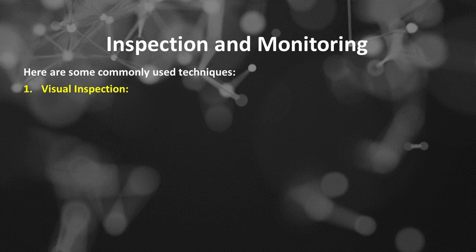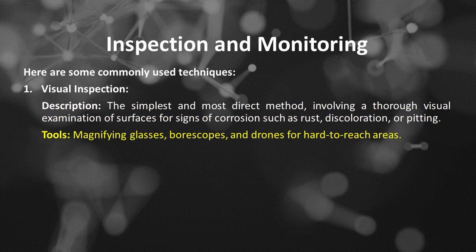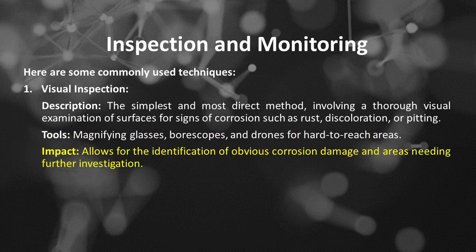Technique number 1 is visual inspection. Visual inspection description. The simplest and most direct method, involving a thorough visual examination of surfaces for signs of corrosion such as rust, discoloration, or pitting. Visual inspection tools: magnifying glasses, borescopes, and drones for hard-to-reach areas. Visual inspection impact: allows for the identification of obvious corrosion damage in areas needing further investigation.